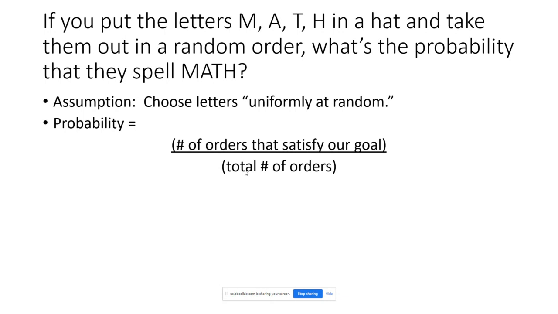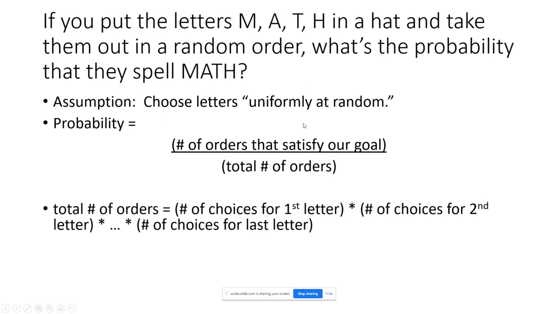So in that case, the probability is just going to be the number of orders that satisfy our goal divided by the total number of orders. Well, in this case, our goal is to spell the word math exactly. So there's only one order that's going to do that. So let's focus on this denominator.